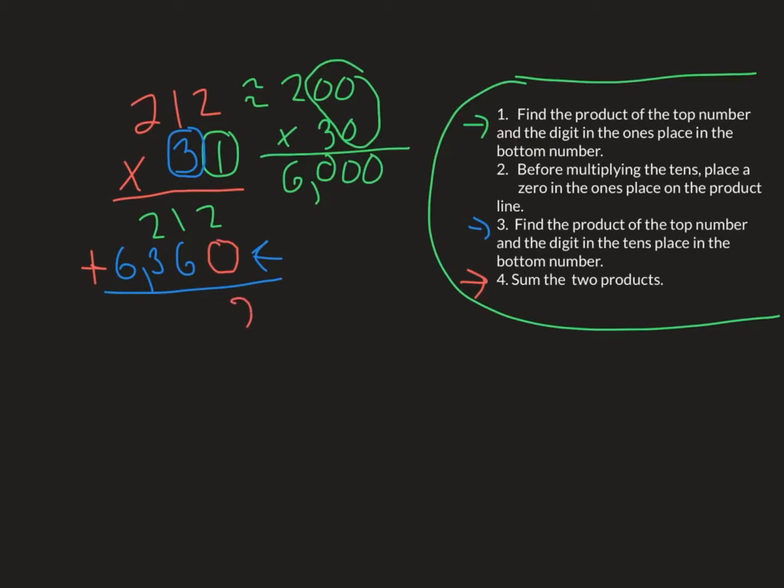2 plus 0 is 2. 1 plus 6 is 7. 2 plus 3 is 5. And 0 plus 6 is 6. So 212 times 31 is 6,572, which is close to my estimate of 6,000.